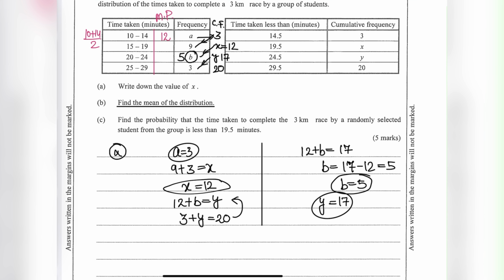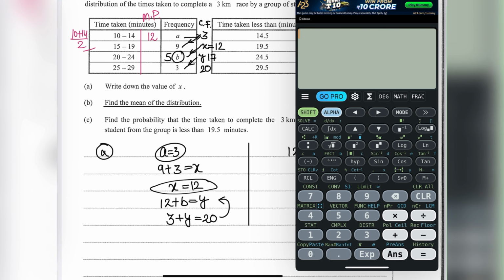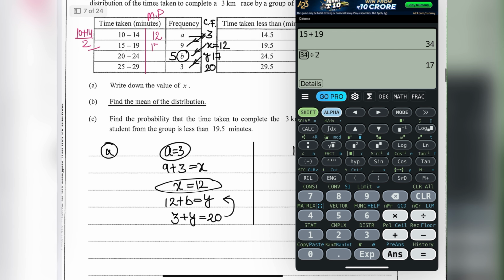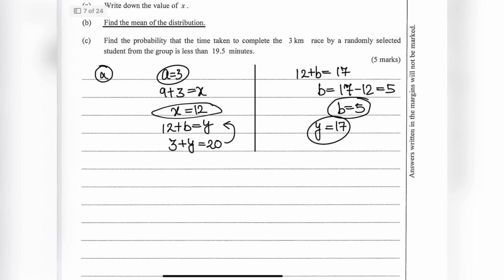Then 15 plus 19, let's do it with the calculator, it's easier and faster, divided by 2, which is 17. Now 20 plus 24, divided by 2, is 22. Then 25 plus 29, also divided by 2, is 27. That's how we are supposed to find the midpoint. Once we find the midpoint, it's easier to find the mean. So let's go back to find the mean.